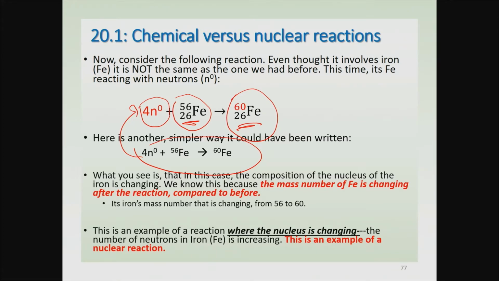So in summary, if you see that when you go from reactants to products the nucleus is changing in the particles that it has, then this is a nuclear reaction.